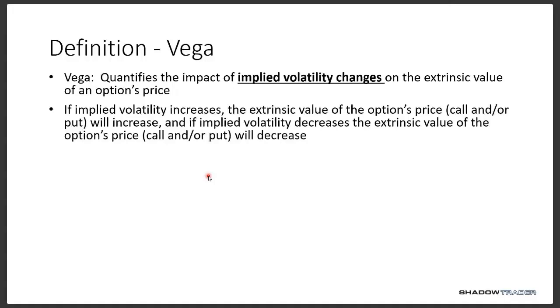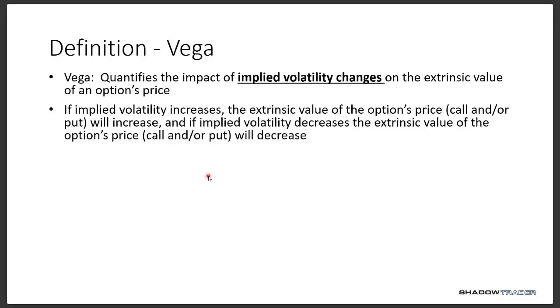It's the velocity gauge, or the velocity Greek. If implied volatility increases, the extrinsic value of the option's price will increase. So if implied volatility goes up, extrinsic value is pumped into the option price. An increase in IV is like pumping air into the balloon. If the implied volatility goes down, they're pulling air out of that balloon and reducing the extrinsic value.